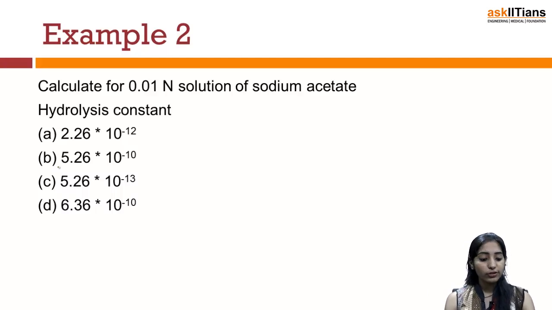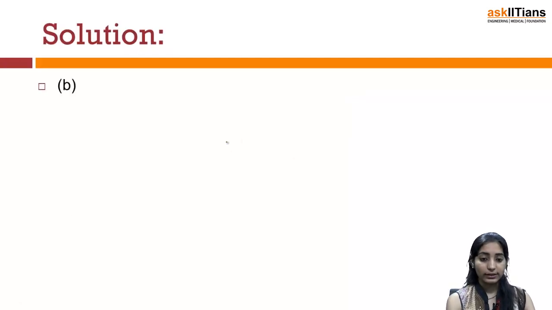Let's now come over to another question where you have to calculate the hydrolysis constant for 0.01 normal solution of sodium acetate. Now to get to know any such question of this type, what do we actually need is, you have been given the sodium acetate solution. Sodium acetate means you have CH3COONa.